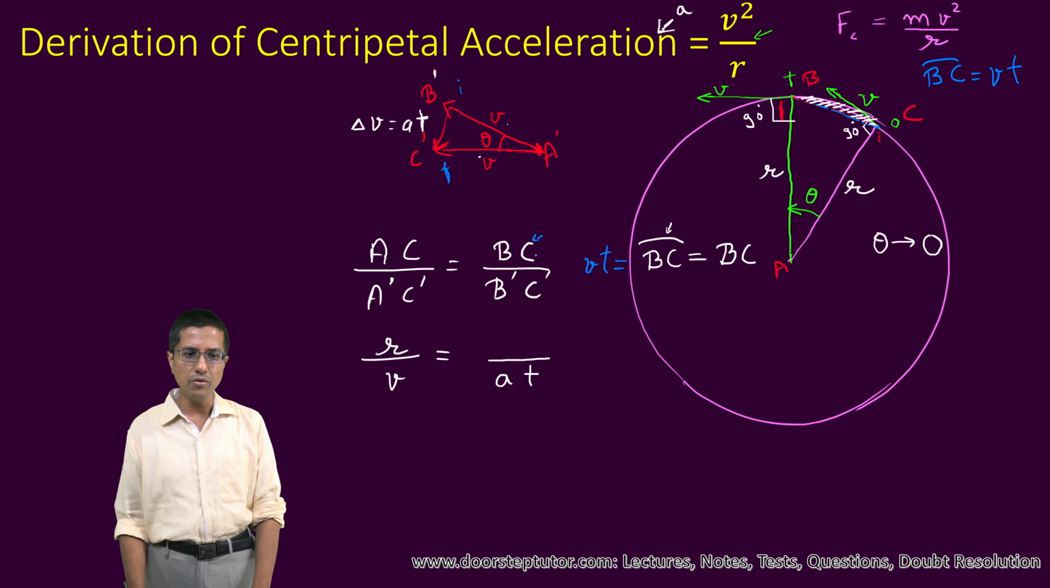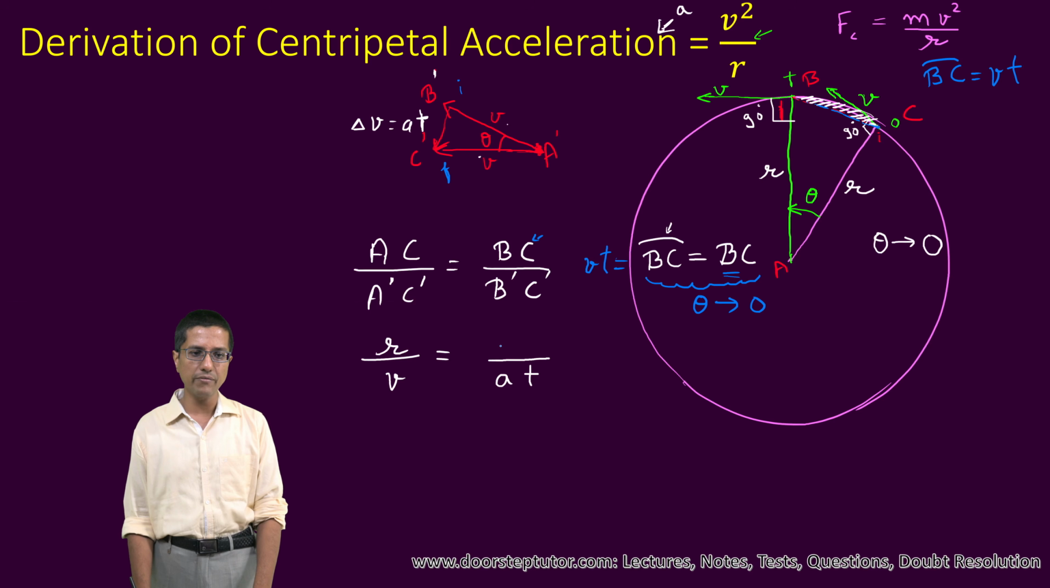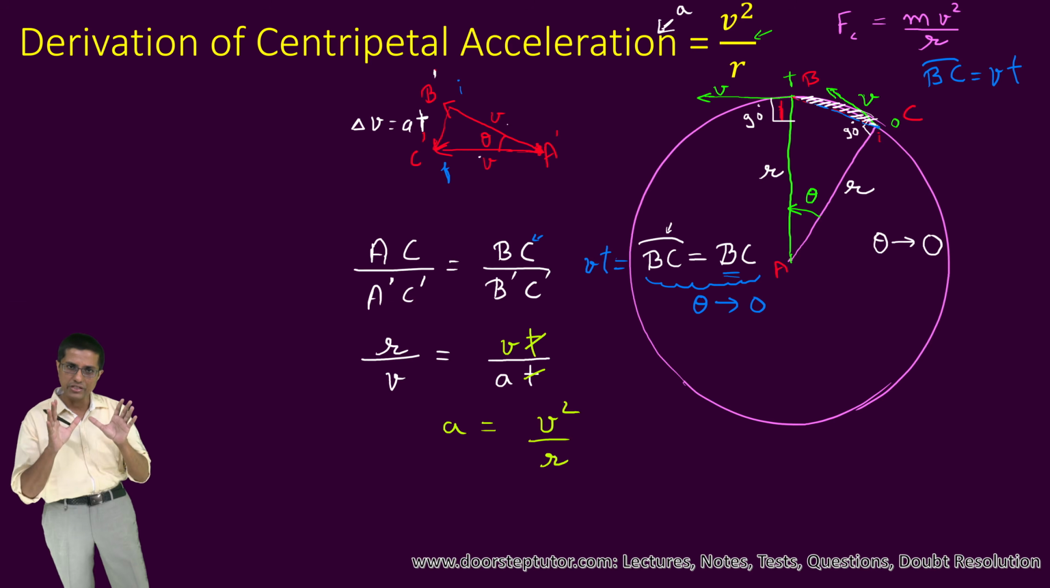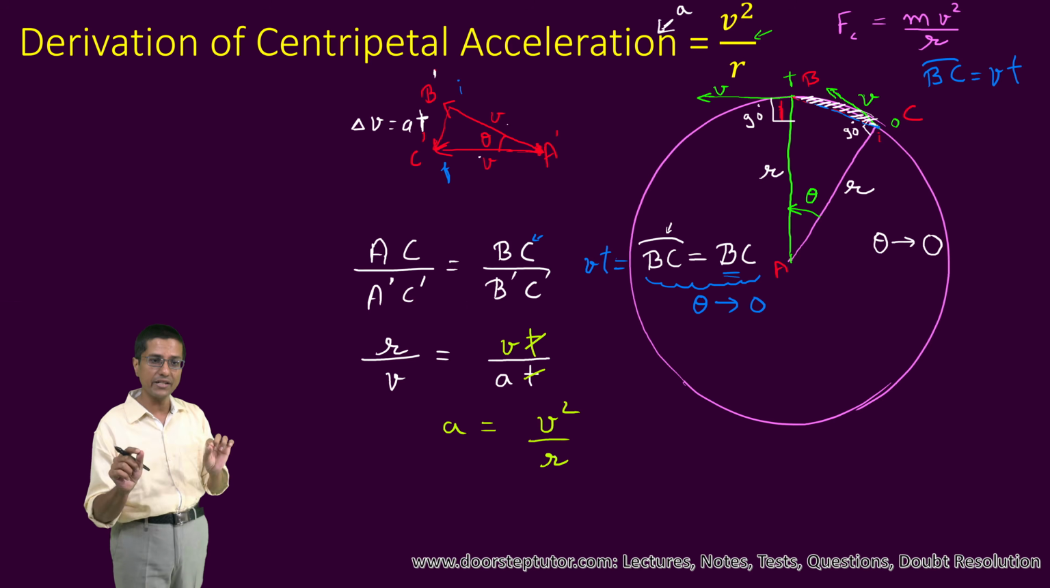So now we know that this length BC in the limiting case, as theta tends to 0, will be equal to vt. So let's just write it right here. This t and t would cancel, this a would really go there, and this will become v squared by r. And this is the derivation. Very, very simple. You can expect questions based on this.